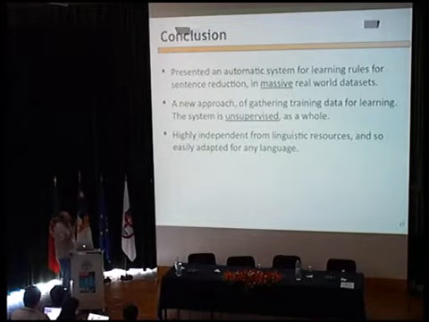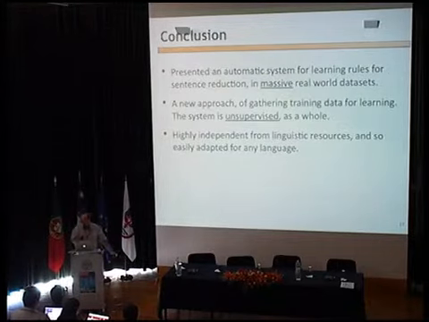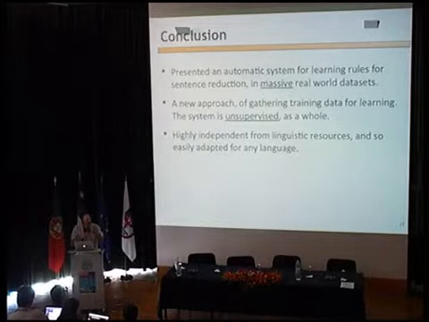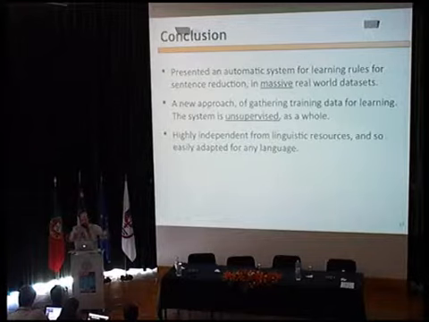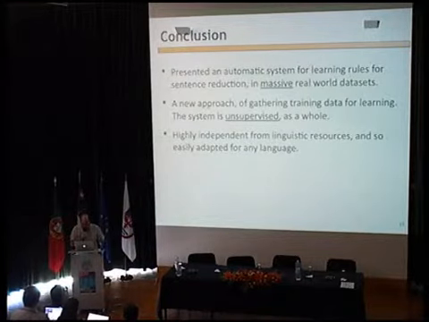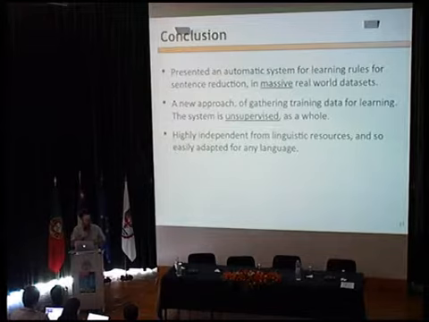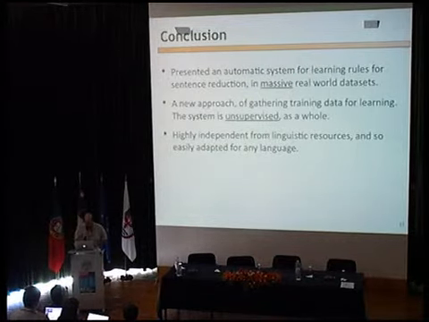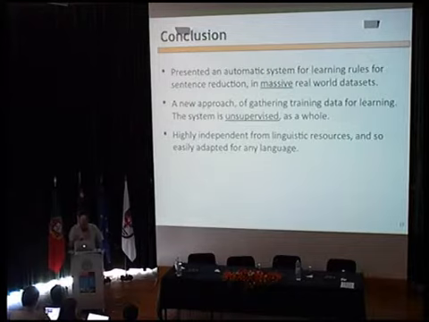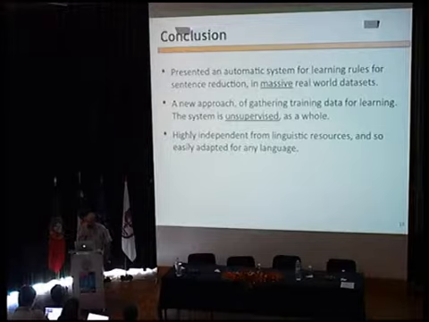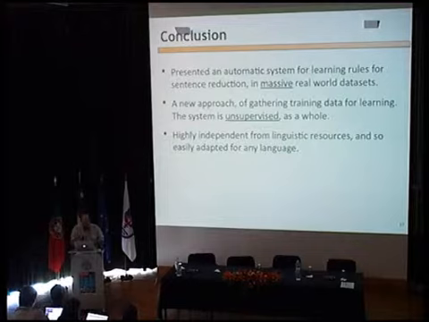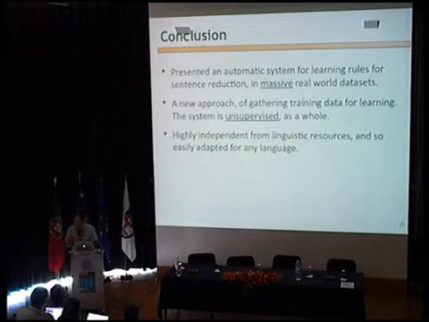So as a conclusion, we present an automatic system, and as you can see, it is completely unsupervised as a whole. We presented an automatic system for learning rules for sentence reduction in massive real-world data sets. I've shown a new approach of gathering training data for learning the system in an unsupervised way. The system is unsupervised as a whole, and it is highly independent from linguistic resources, so it can be easily adapted for any language.